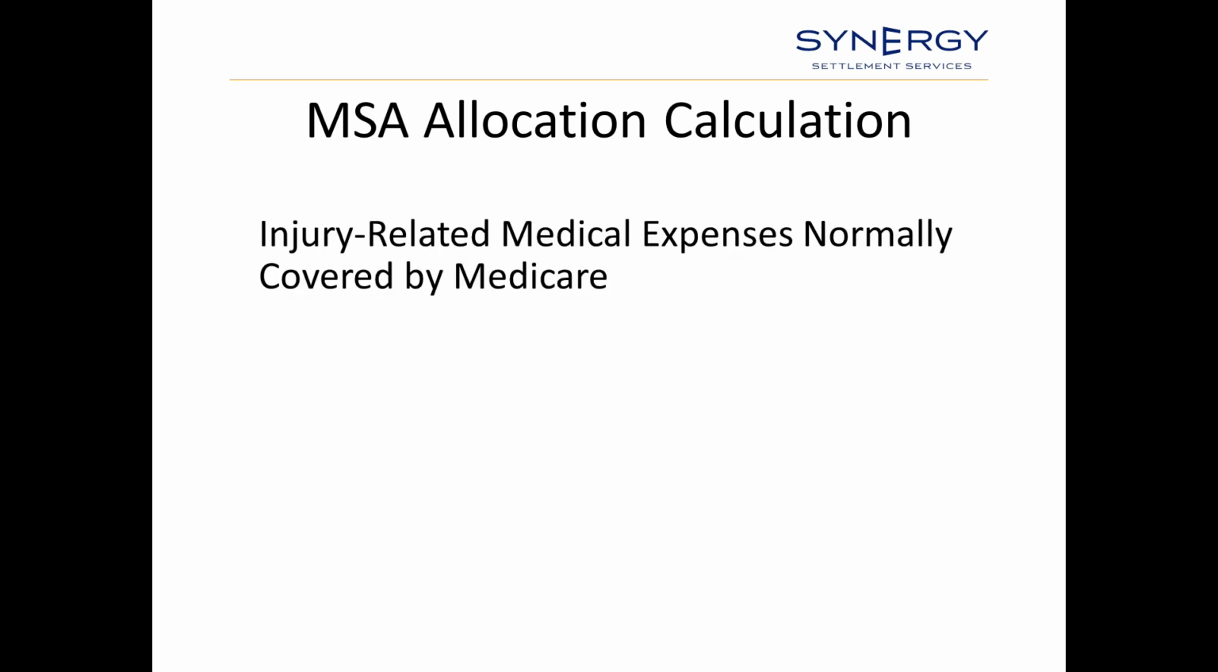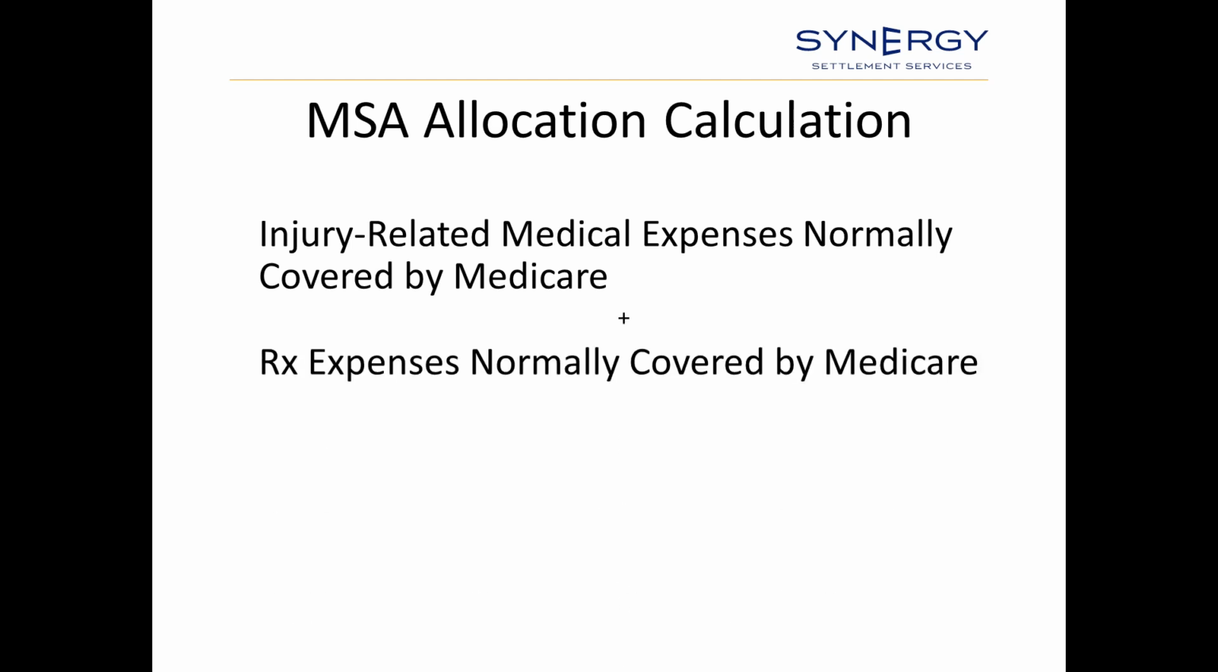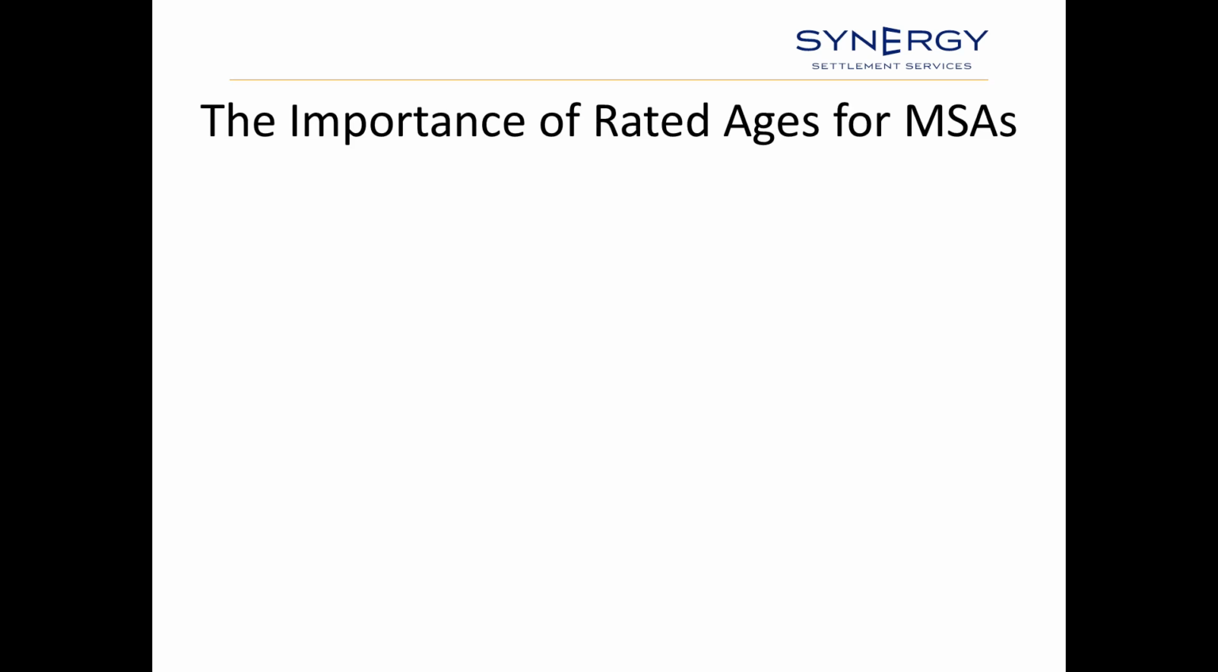And the way an MSA is calculated is it's the injury-related medical expenses plus prescription drugs, because Part D covers prescription drugs, over remaining life expectancy is what the allocation amount is. So an allocation amount or an allocation report is basically a life care plan that outlines what the future Medicare covered expenses related to the injuries suffered, including prescription drugs, is.